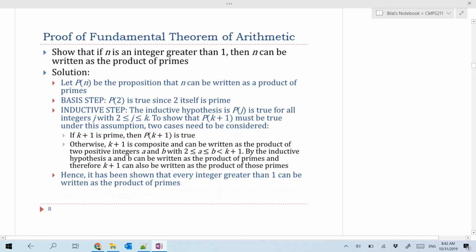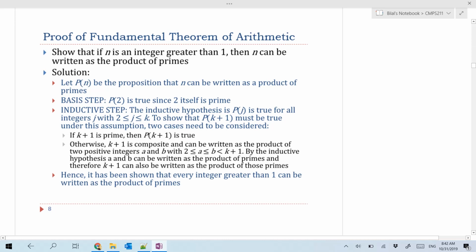We have to show that if n is an integer greater than 1, then n can be written as the product of prime numbers, okay? You know this Euclidean decomposition of numbers into prime numbers. We used to do it to check the common factors of two different integers, okay? So let P of n be the proposition that n can be written as a product of primes. The basis step is P of 2, and it's true because 2 can be written as itself, as the product of nothing but 2, okay? And 2 is prime, so the property is true for 2.